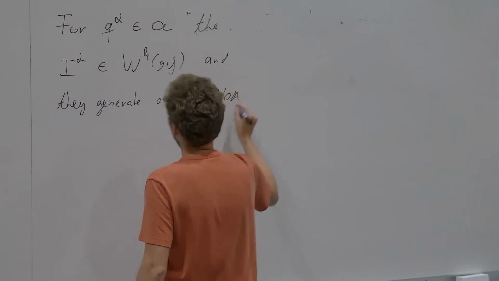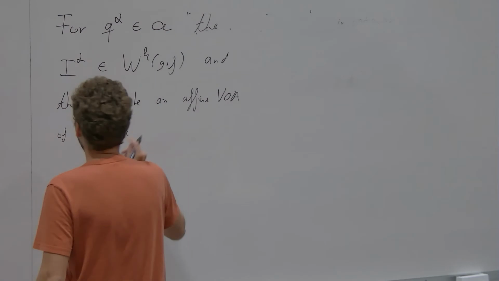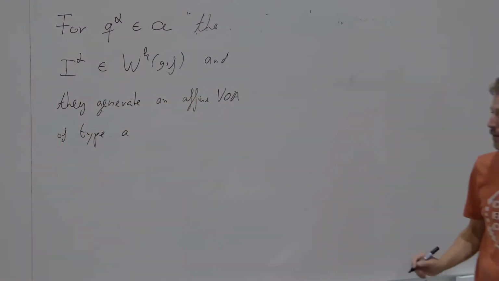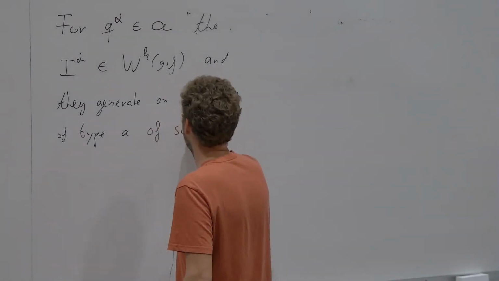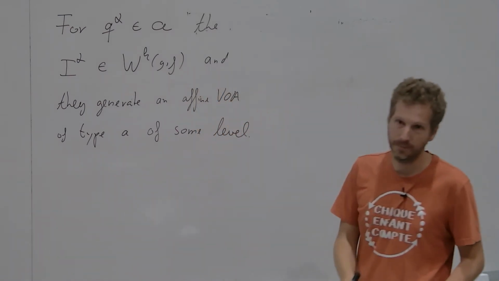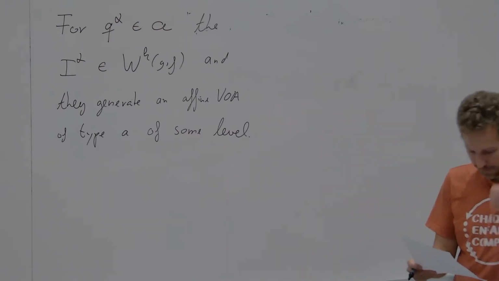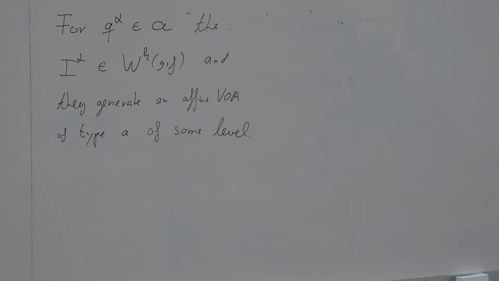of type A. And there's an explicit formula for the level, but it's long, so I will not write it down. Of some explicitly known level. And it depends on various bilinear forms that we have here. I don't think it will buy us much to tell you exactly this. Okay, so these are the first two.